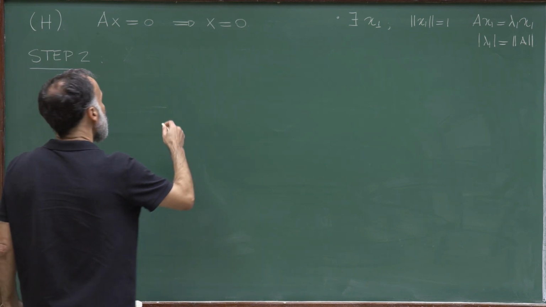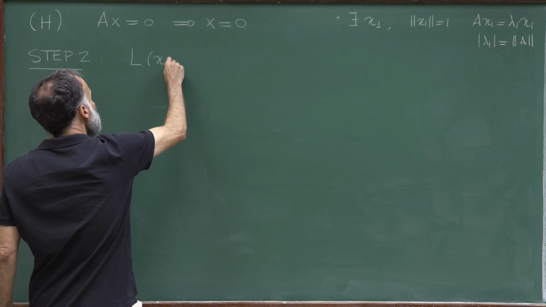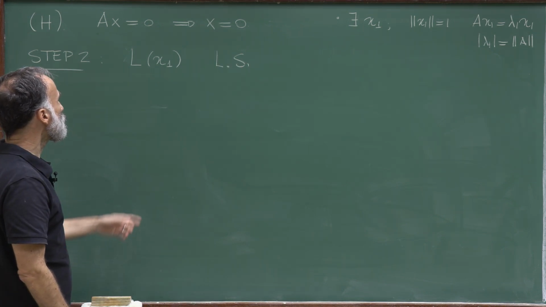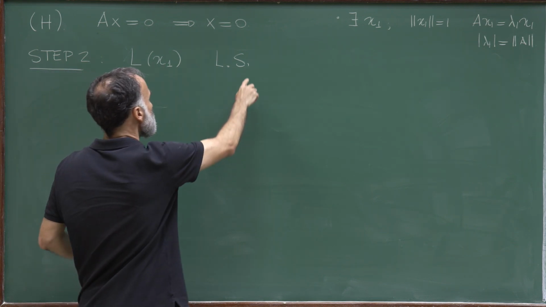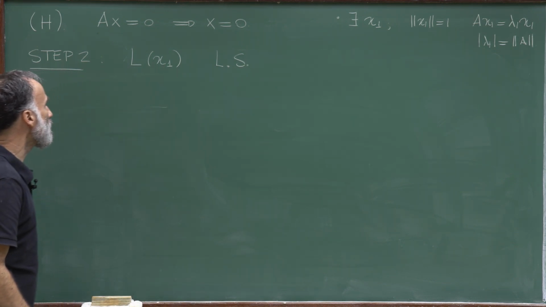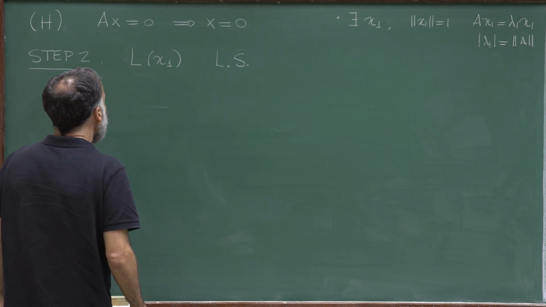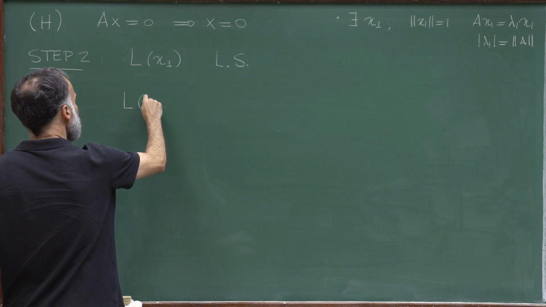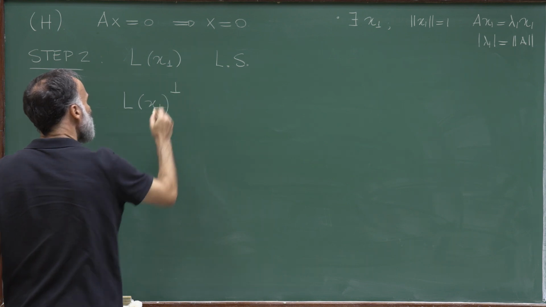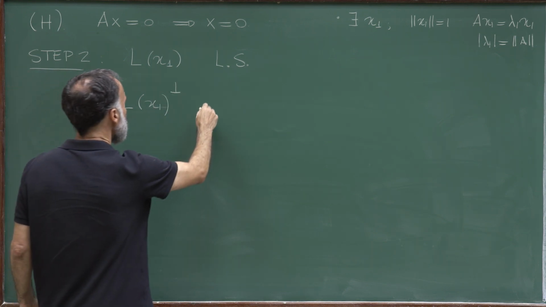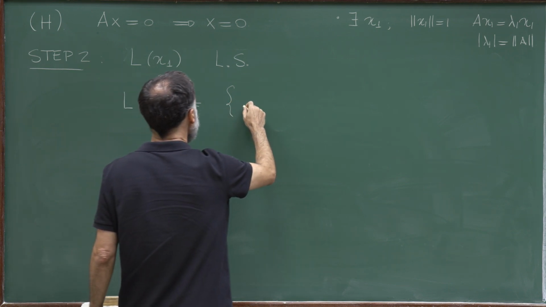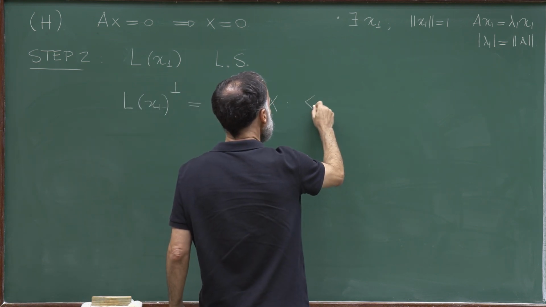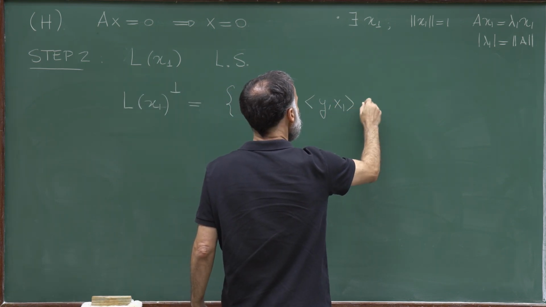Let me represent by L of x1 the linear space generated by x1, so the linear space of all linear combinations of x1, which is very simple. Now let me take the orthogonal space of L x1, which I'm calling L1 perp. So this is the space of all y in X which are orthogonal to x1, so that's such that the scalar product of y and x1 is equal to 0.